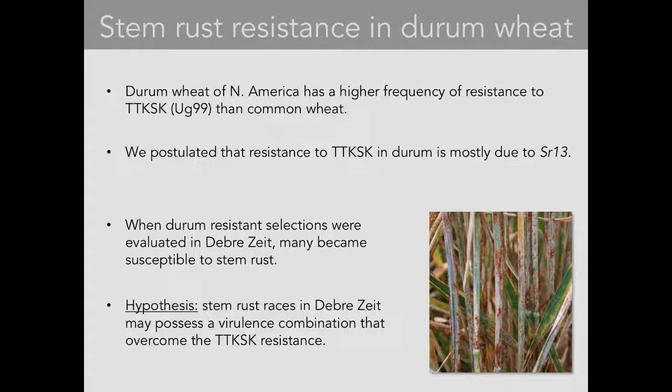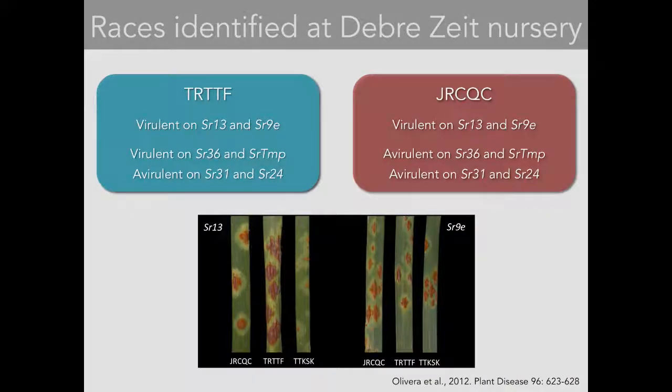So we hypothesized that at Debre Zeit there might be stem rust races that possess a virulence combination that can overcome the TTKSK resistance. So when we sent our materials in 2009 and went to Ethiopia to score the nursery, we were also interested in identifying which races were causing the epidemic. So we collected samples from the nursery, shipped them to the CDL, and processed them here in St. Paul.